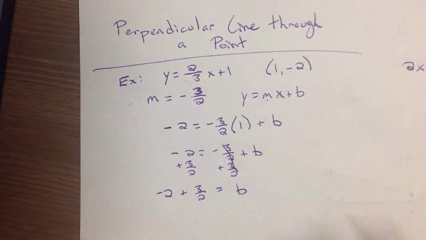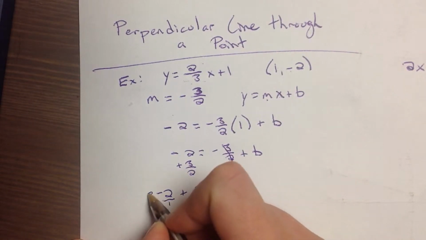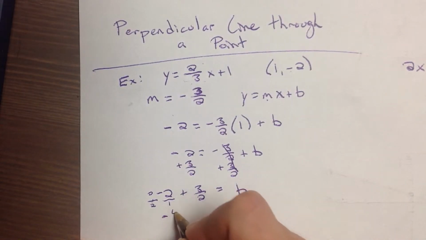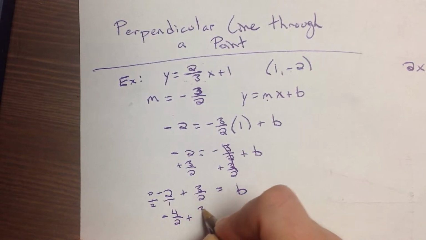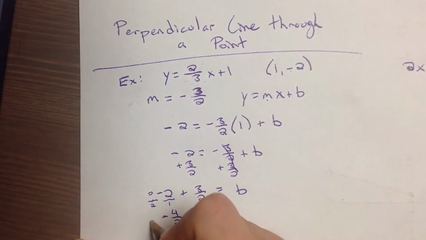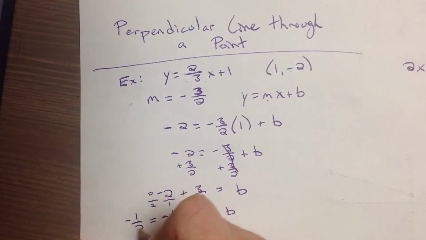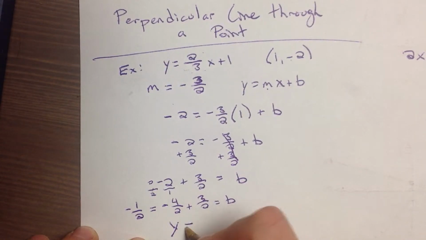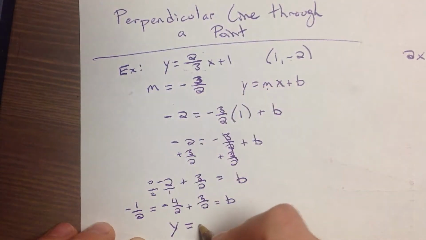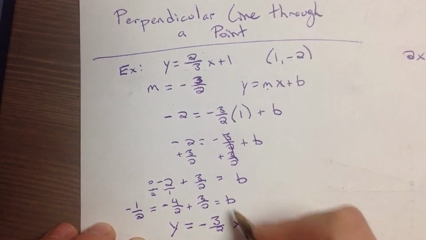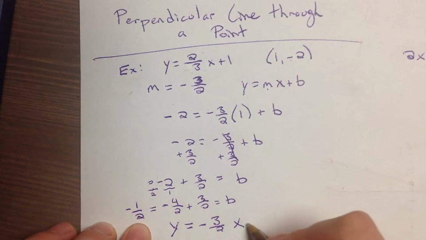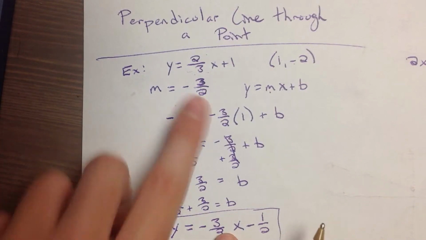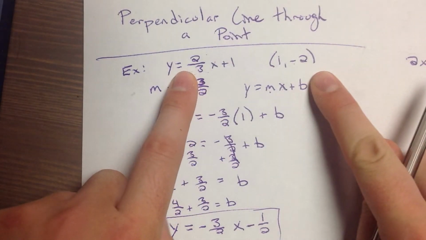We can think about -2 as -2/1, times top and bottom by 2 to give it the same denominator, and we get -4/2 plus 3/2 equals b, or in other words, -1/2. So our final line would be y equals m (-3/2) x plus b, or -1/2. And this equation would be perpendicular to this line, but would go through this point.